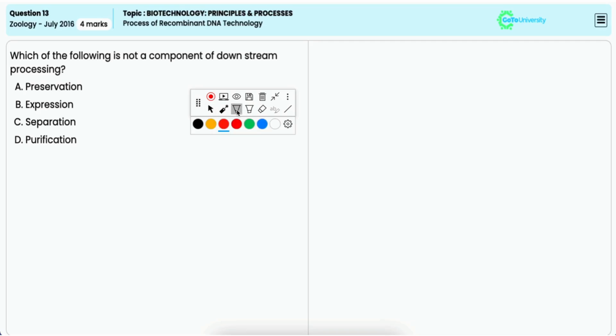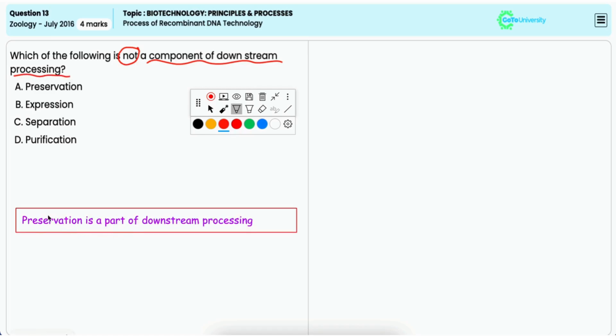In this question, you have to identify which one is not a component of downstream processing. Option A, preservation. It is incorrect because it is a part of downstream processing, as it involves steps to ensure the stability and longevity of the final product.